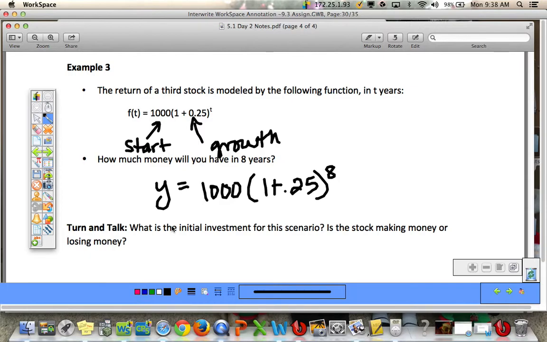So today's lesson, the assignment's really short. You're just going to identify what's the starting value, is it growth or decay, and you'll sketch the graph.